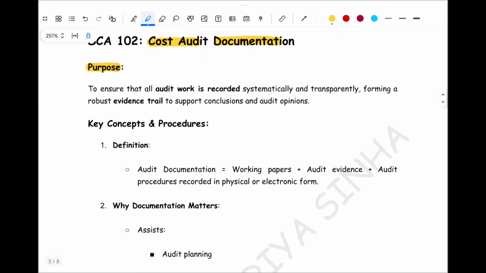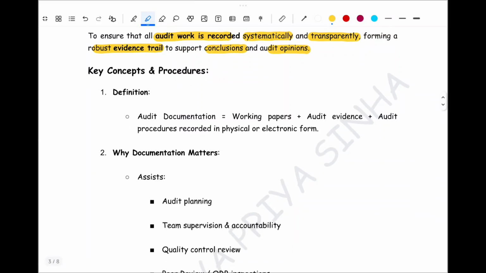To ensure audit work is recorded systematically and transparently, forming a robust evidence trail to support conclusions and audit opinions, right? Next, what are the concepts covered over here? That is definitions. Audit documentation is nothing but working papers and audit evidences that we find during the audit procedures, and audit procedures are recorded in physical or electronic form. Nowadays, everything is electronic, right?